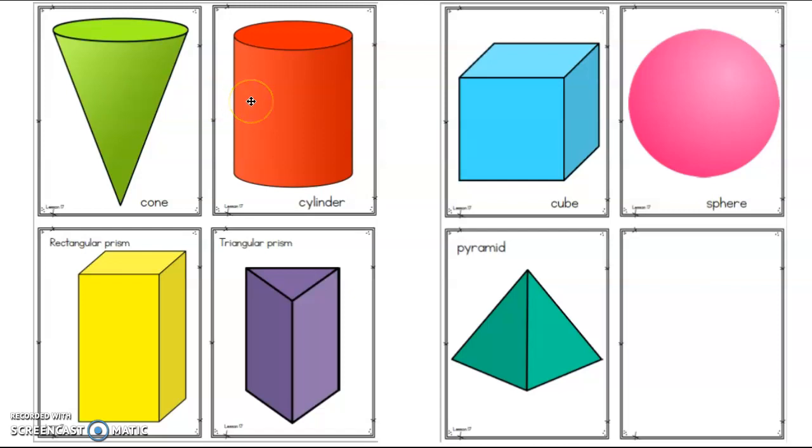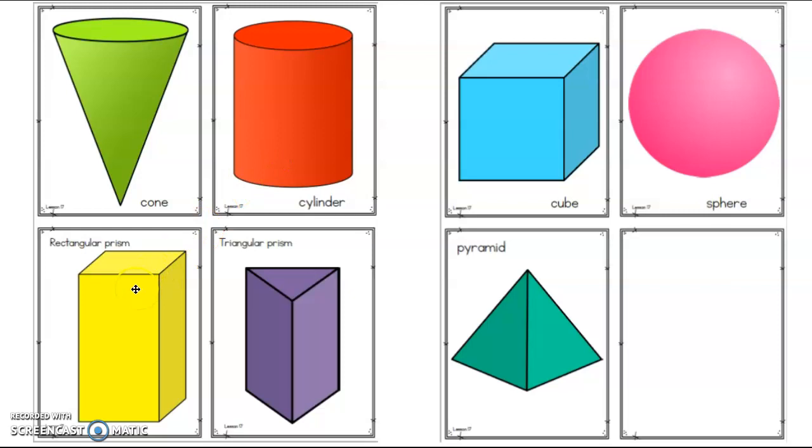Right next door to it is called a cylinder. Say that word. Cylinder. So a cylinder is like a can of green beans or a soda pop. At the top, we have the shape of a circle again, and then it comes straight down, but it goes around and around. That is a cylinder.